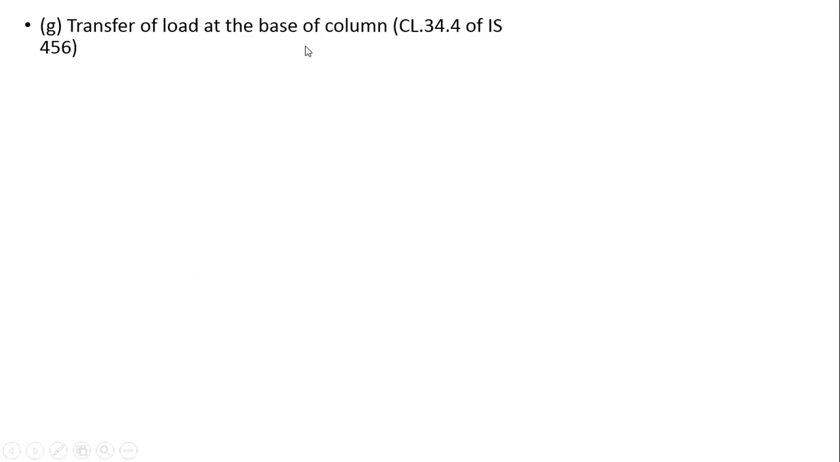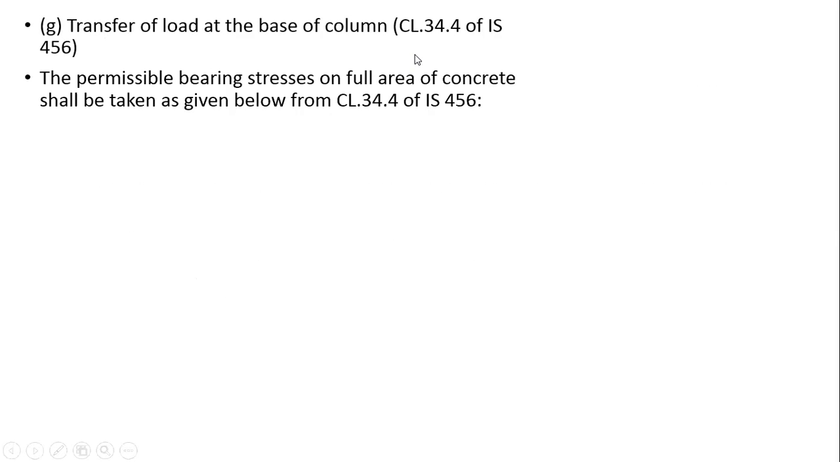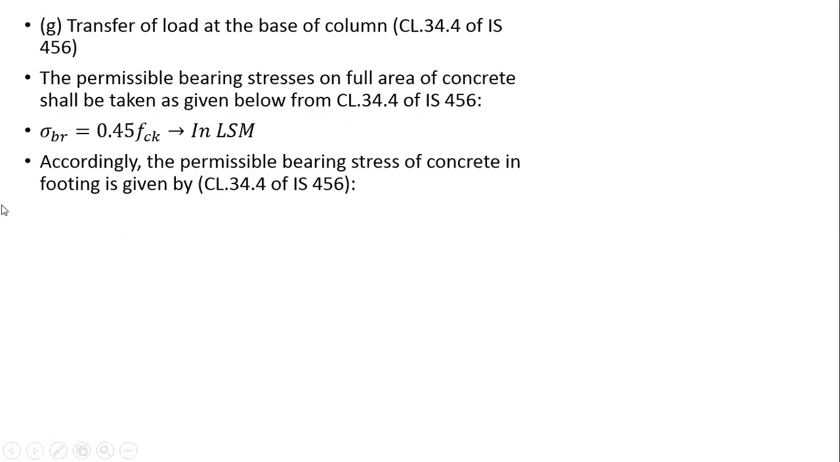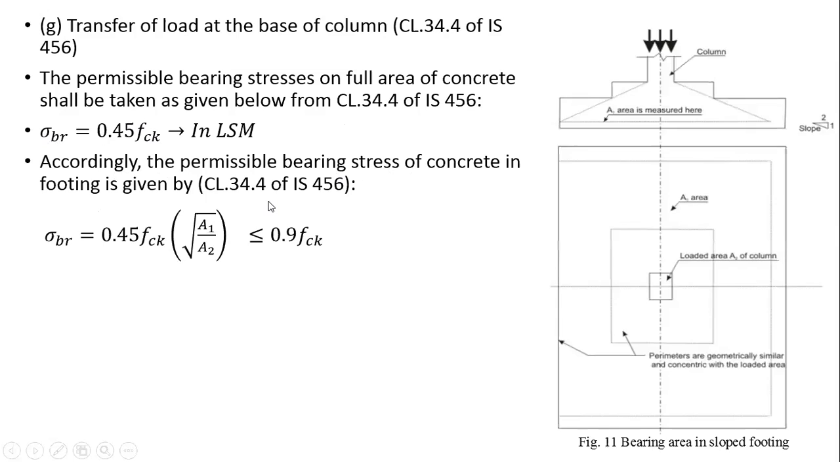Now come to the transfer of load at the base of the column. What you will do? Finally, you have to transfer the load to the base as per this clause of IS 456. So for that, permissible bearing stresses on full area of concrete shall be taken as given below. How will you take it? Bearing stress you are taking as 0.45 fck. fck is the grade of concrete. Accordingly, the permissible bearing stress of concrete in footing is given by this clause. So for that, we are taking sigma br is equal to 0.45 fck under root A1 by A2.